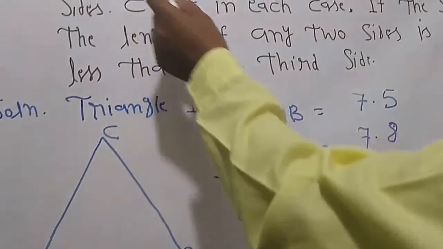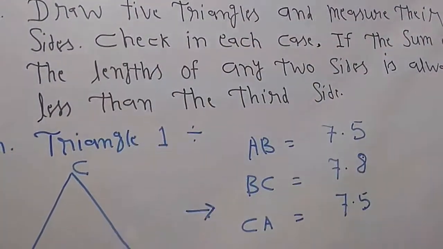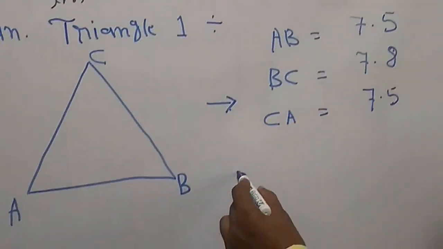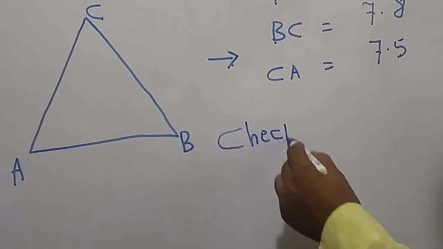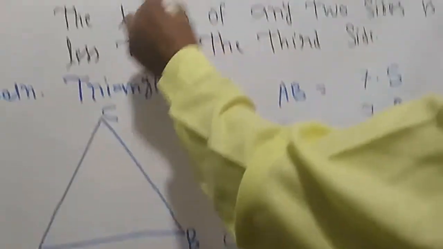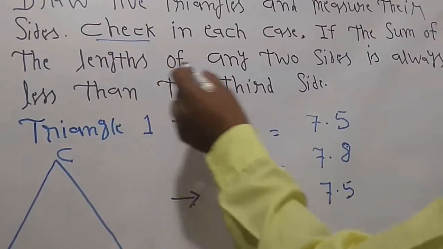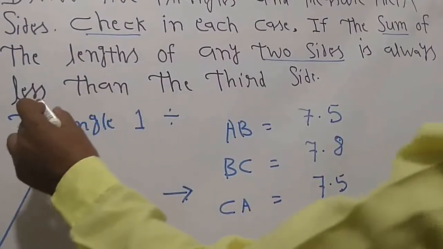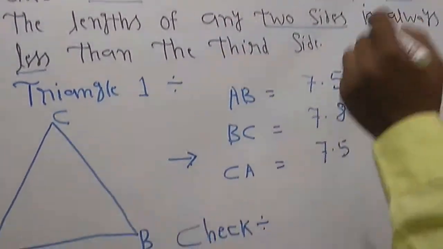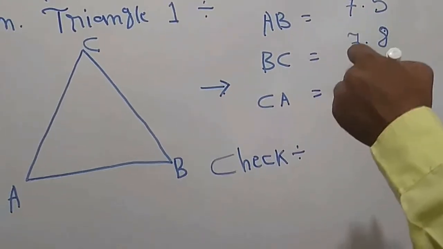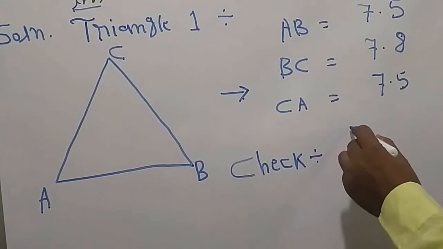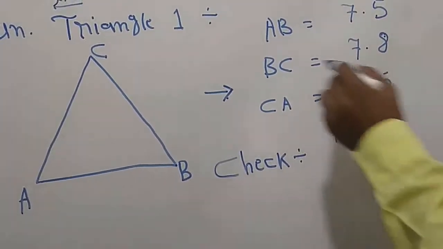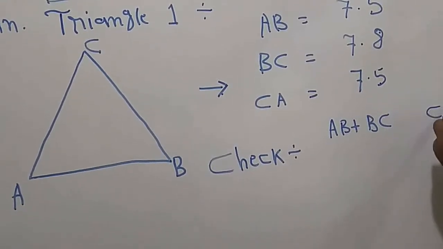So according to the question, draw 5 triangles and measure their sides. First we draw this first triangle and measure its sides. Now check if the sum of the lengths of any two sides is always less than the third side. So we are going to add these sides. First we add AB plus BC, and we check whether it is greater than CA or less than CA.